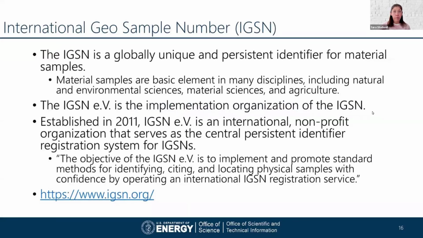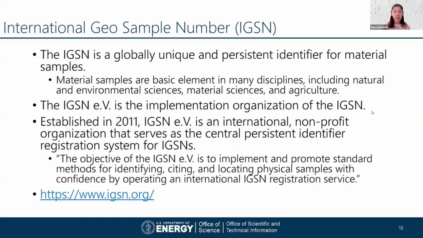First, I will give a brief introduction to what IGSNs are, as I'm sure Joan will go into more detail in a little bit. The IGSN is a globally unique and persistent identifier for material samples. It's the International Geosample Number. And it's common in many disciplines, including natural and environmental sciences, material sciences, agriculture.